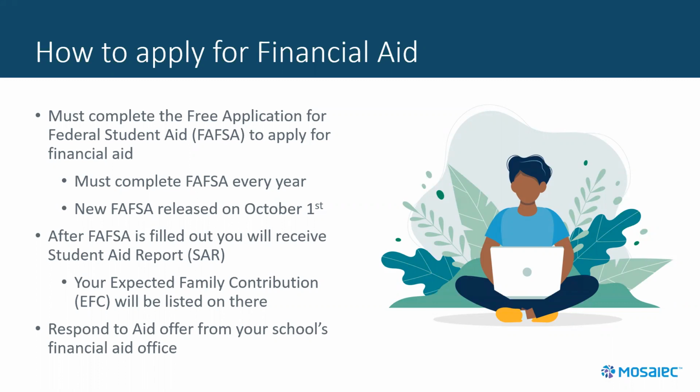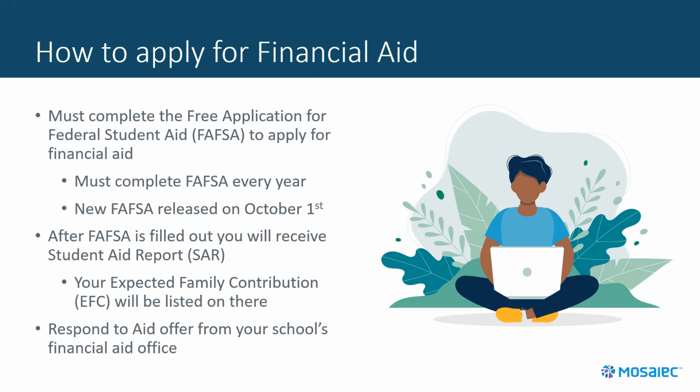In general, the new FAFSA form is usually released around October 1st of each year, but it could be available even later, even in a January timeframe. You can always check with your financial aid office or the studentaid.gov website to confirm when or if it is available at that time.